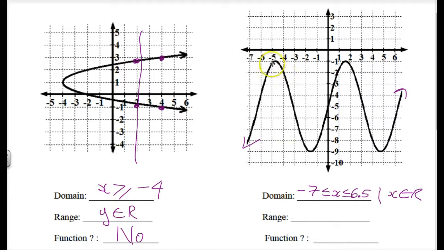The range, well, what's our minimum? Remember, we always start domain and range with the lowest value, so negative 9 is less than or equal to y, which is less than or equal to negative 1. Is this a function? You betcha. And you're going to see a lot of it in years to come.